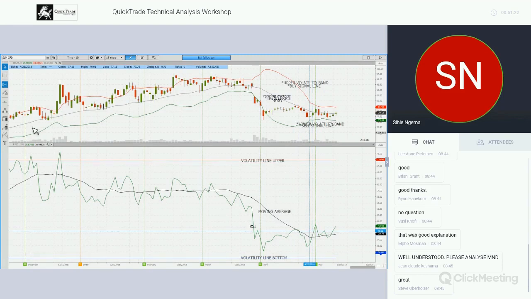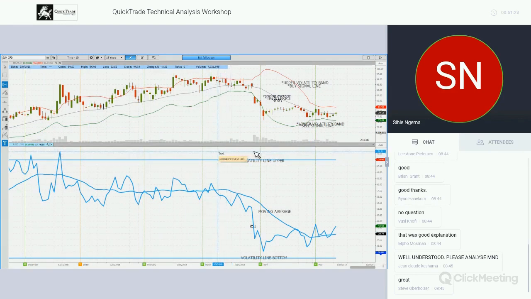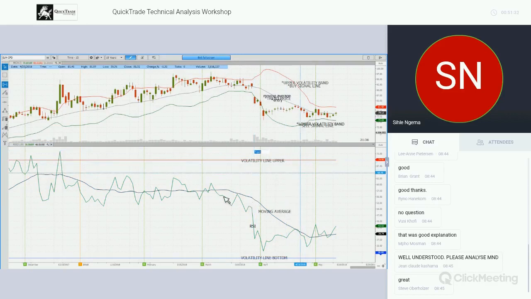Now, the upper volatility line on our RSI indicator, what does it say? That means if our RSI indicator is trading above our upper volatility line on the RSI, we tend to say that the share is overbought. Right? We tend to say that the share is overbought there.